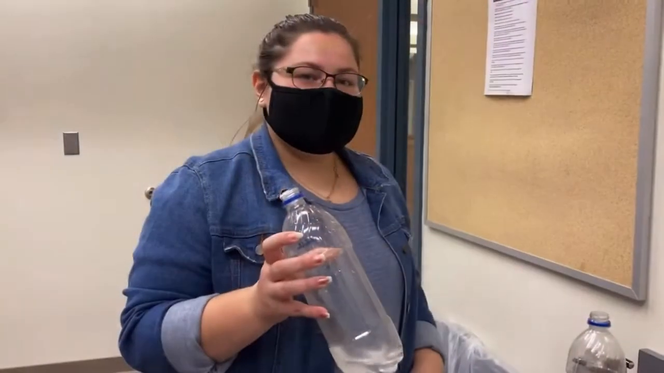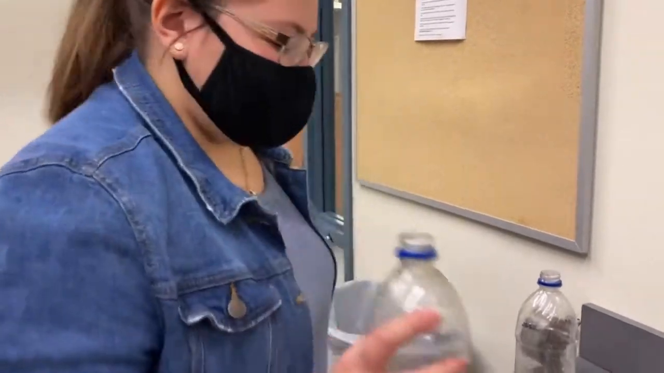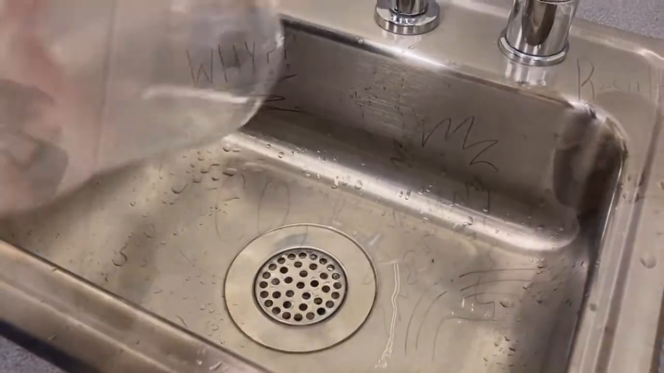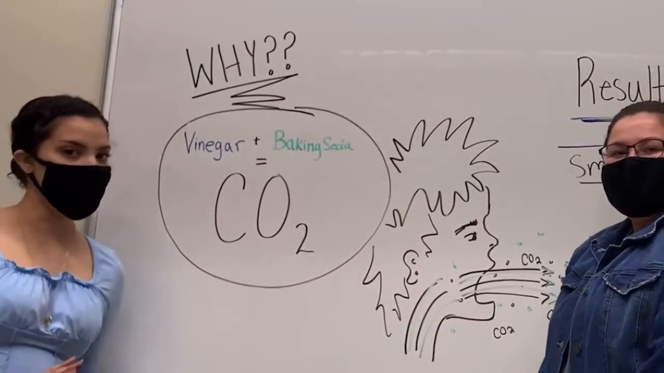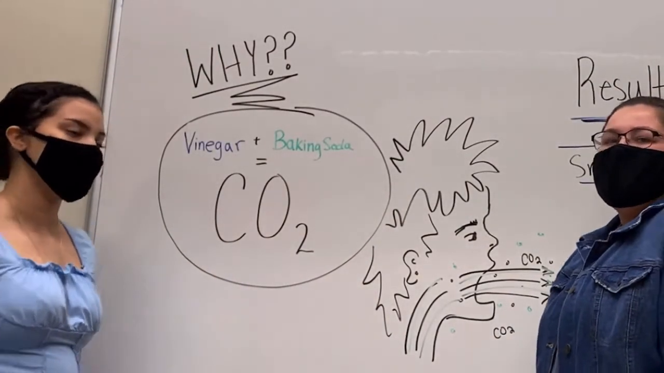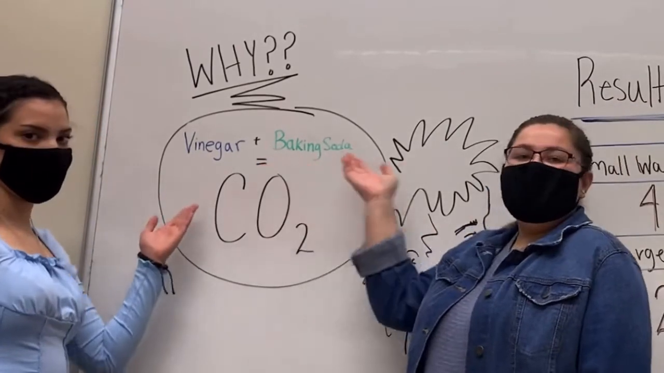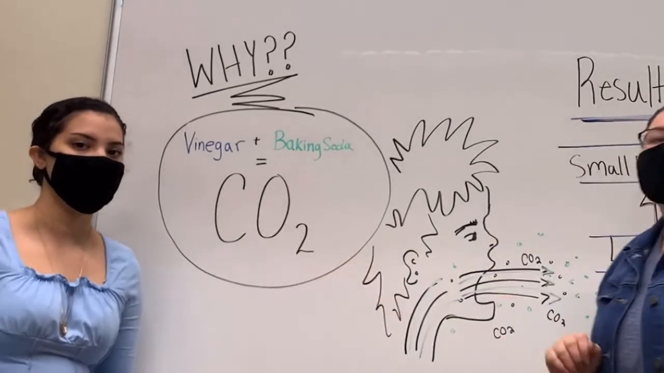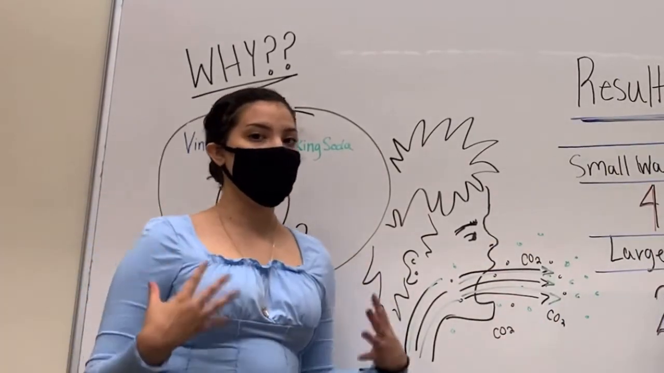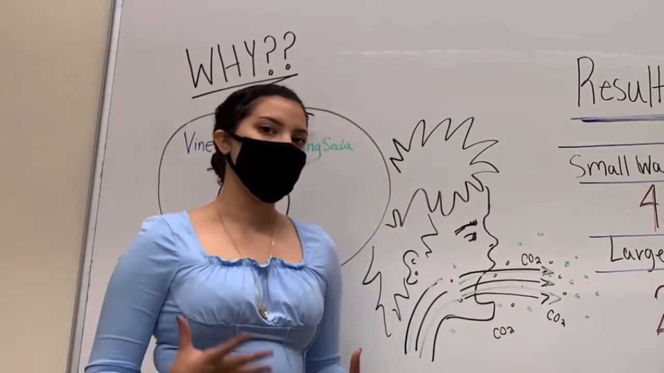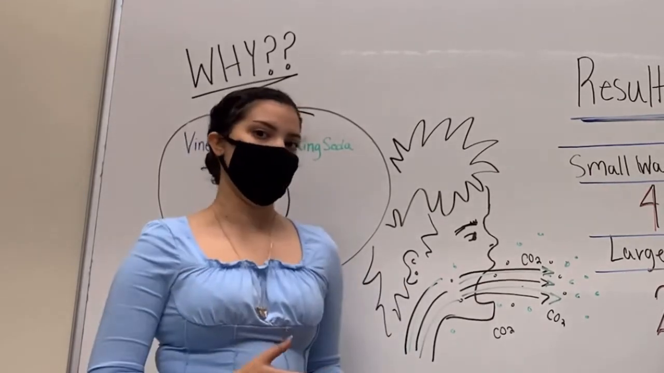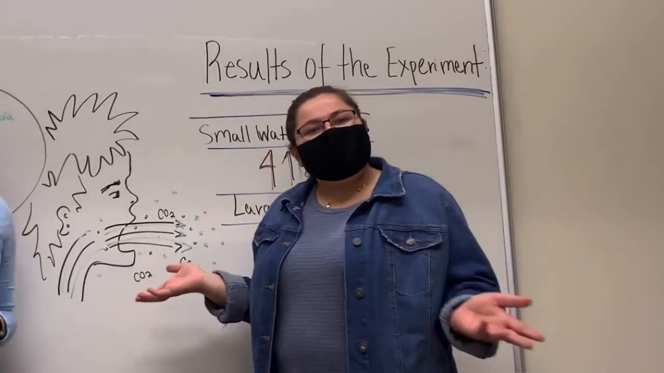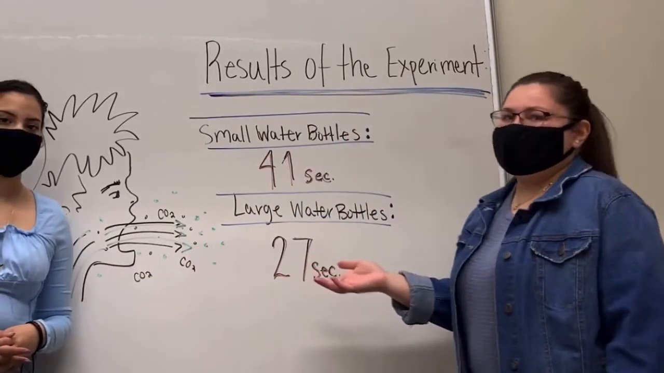Now we are safely disposing this mixture down the drain. So, why did this experiment work out the way that it did? So when we combined vinegar and baking soda, we got a gas called CO2, which is carbon dioxide. Now, when we breathe in oxygen, the gas that comes out is actually CO2, the same gas that filled up the balloons.